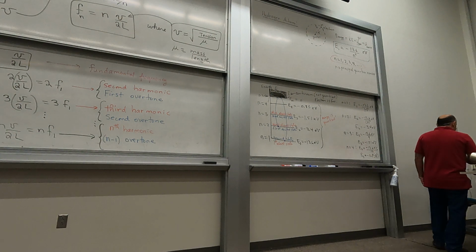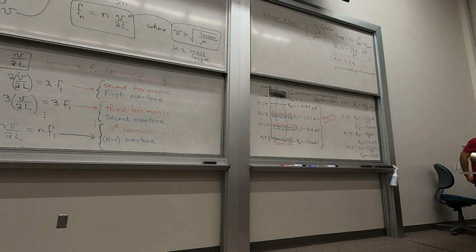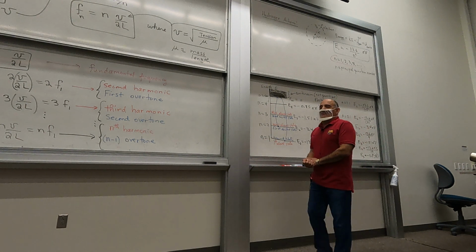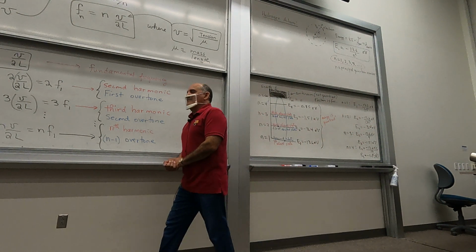You want another one? Yes? Okay. Let's see. So a string is clamped at both ends, and they don't give you the length and the mass. They just say that the frequency of the sixth harmonic is 36 hertz. What's the frequency of the second harmonic?